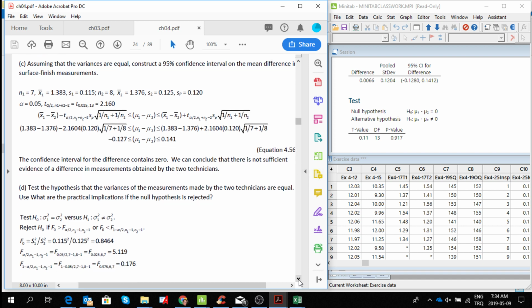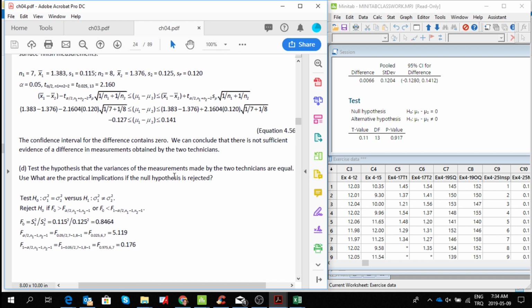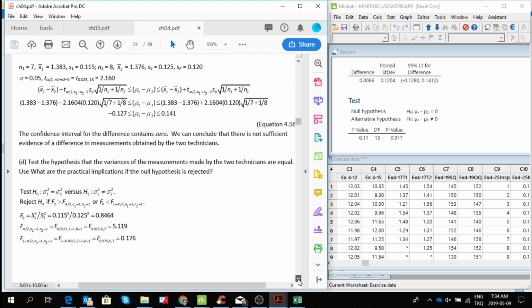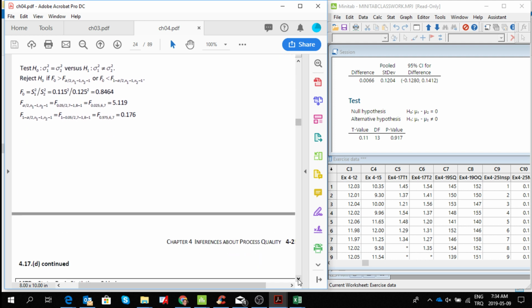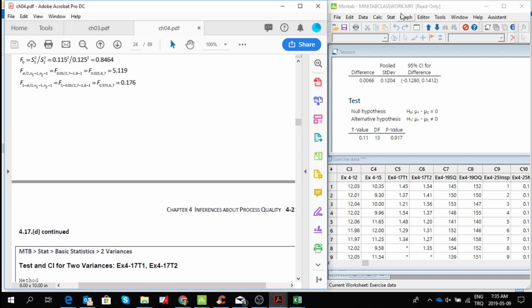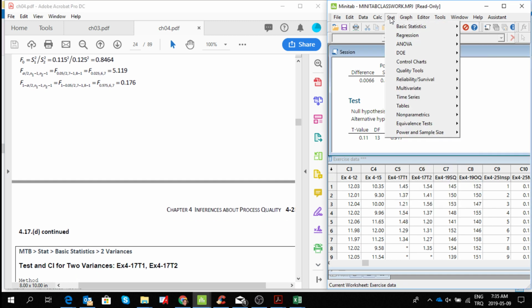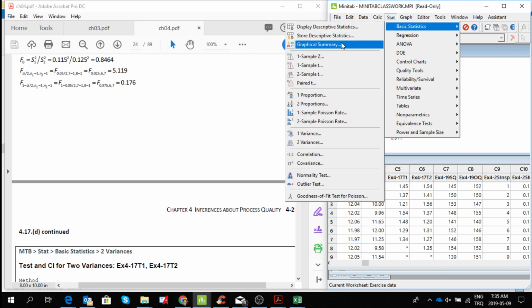In part D, test the hypothesis that the variance of measurements made by the two technicians are equal. So our test is going to be as follows. Test sigma 1 squared equal to sigma 2 squared versus sigma 1 squared not equal to sigma 2 squared. So we have the F table coming into play. The test statistic is the ratio of S1 squared over S2 squared. Then what do we do? For this, we have to go to Stat, Basic Statistics, because we are comparing variances.